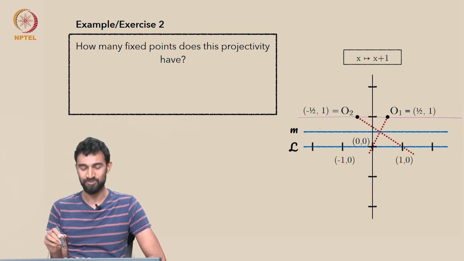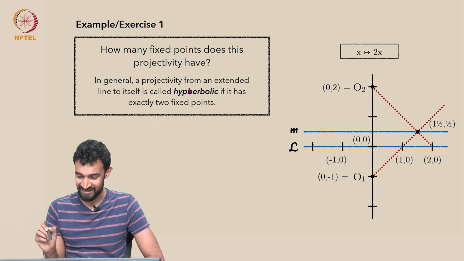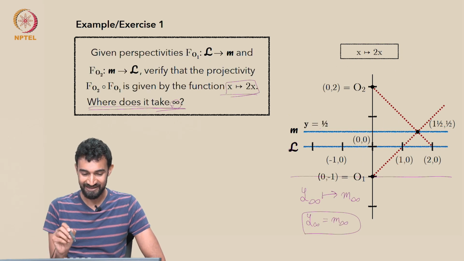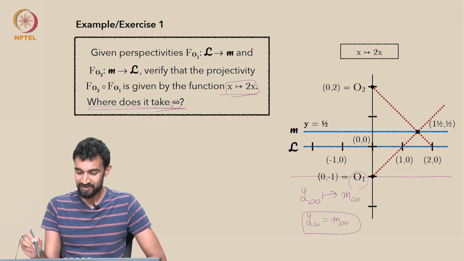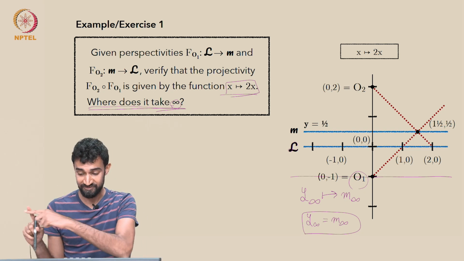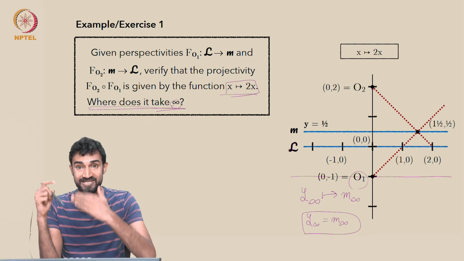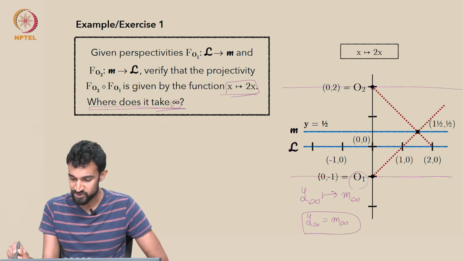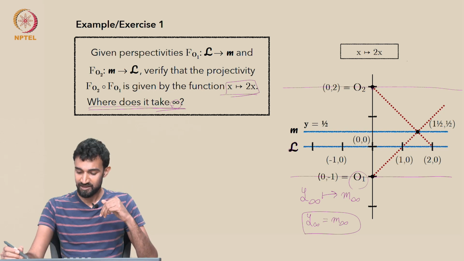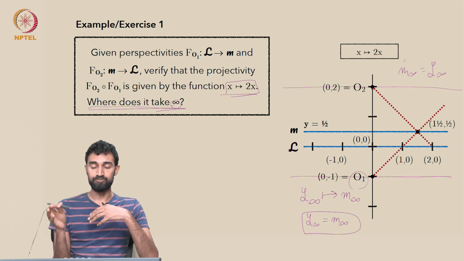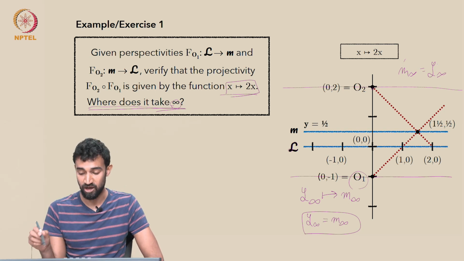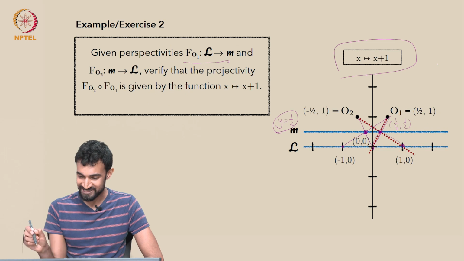Oh, I just realized I made a small mistake earlier. I didn't finish my explanation for why infinity is a fixed point in this example. I showed that the point at infinity in L is taken to the point at infinity in M by O1, and that they are the same. Basically, that O1 fixes that common point of infinity. But you can easily see that O2 does the same thing. We can draw the horizontal line through O2. That's also fixing M infinity, which is equal to L infinity. So the projectivity fixes it as well. The composition of those fixes that as well. Okay, going back to here.